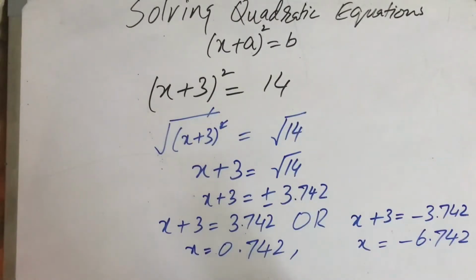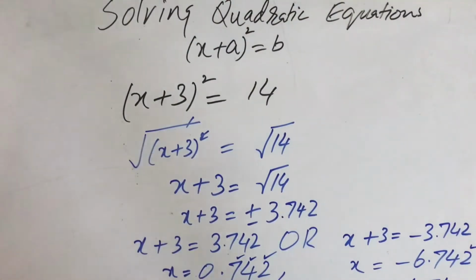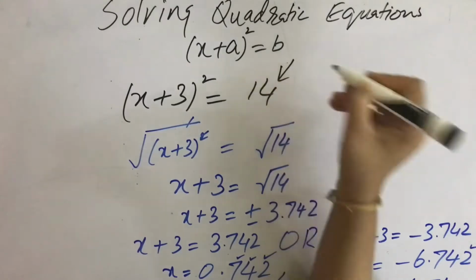If I have to take the answer correct to three significant figures, this answer will remain as it is, and this answer will become minus 6.74. As we have to take three significant figures 1, 2, 3, I shall leave this 2 as it is less than 5, and it will give nothing to 4, so the answers will be minus 6.74 and 0.742. Here there are three significant figures. The answers are in decimal because this side was not a perfect square.